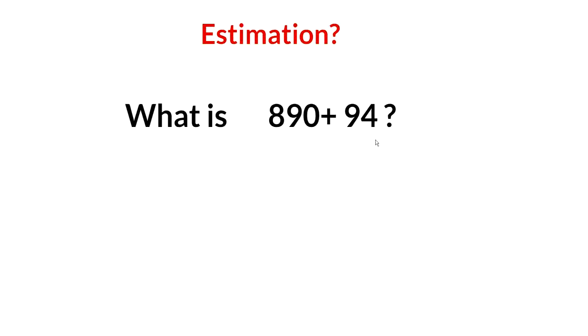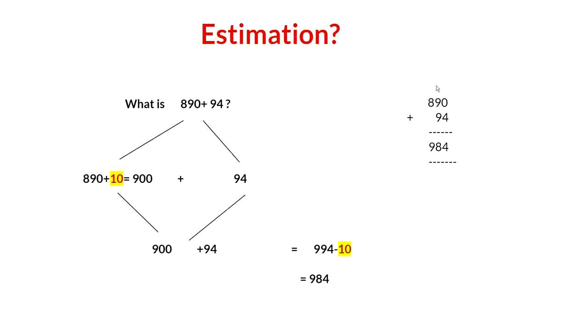So what is 890 plus 94? This seems to be a large number, but it's so simple. Usually what we do is write 890 and below it 94, and then we add 0 plus 4, and 9 plus 9 is 18, and then we put the carryover, so we get the answer 984. But usually it takes around 5 to 6 seconds.